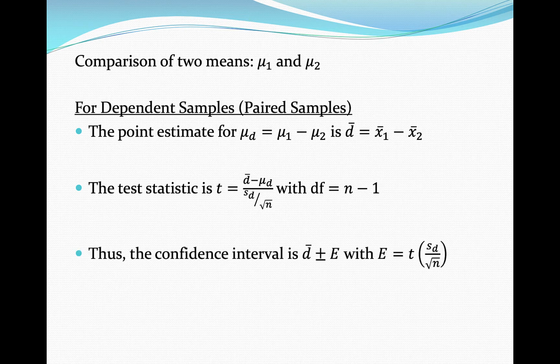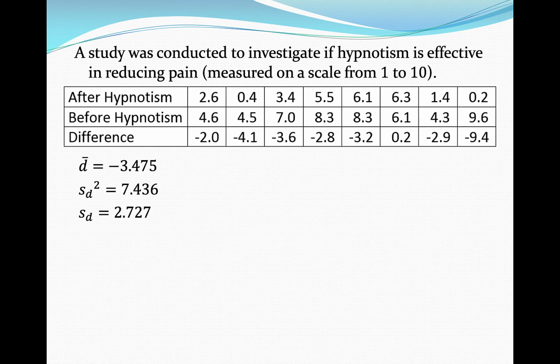That means that the confidence interval is always our point estimate, which is of course d bar, plus or minus the error tolerance. And the error tolerance, if you remember before, was t times the standard error. That's what it is here. We're dealing with the t-distribution, so the standard error is just the denominator of your test statistic. So you take t times s sub d over square root of n. Okay, so let's look at an example.